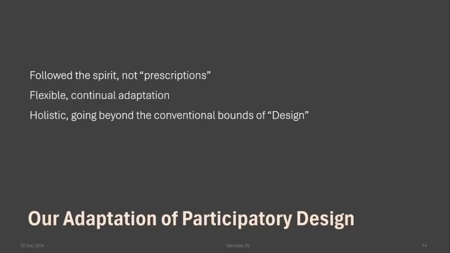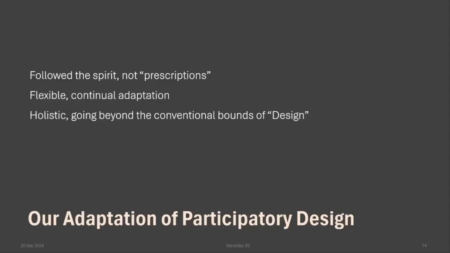is that we followed the spirit of participatory design. We did not follow any prescriptions as such. We drew on knowledge from a variety of sources, but we did not convert that into any prescriptive way of interacting or prescriptive way of doing participatory design. We adopted a very flexible approach and continuously kept adapting our approach to the situation.